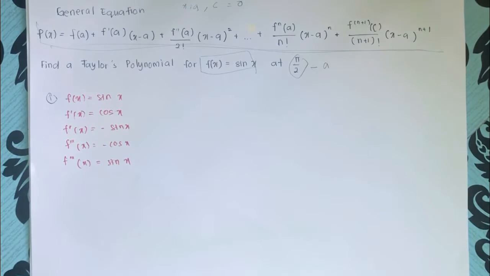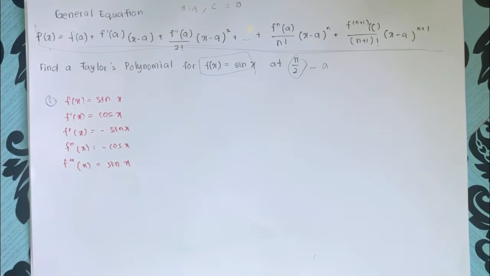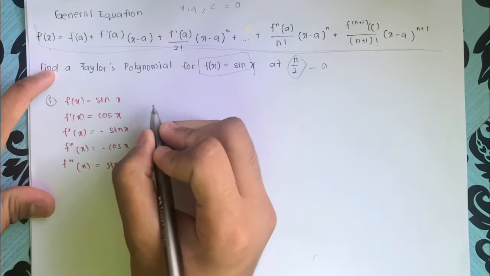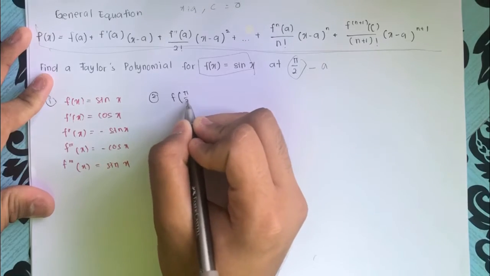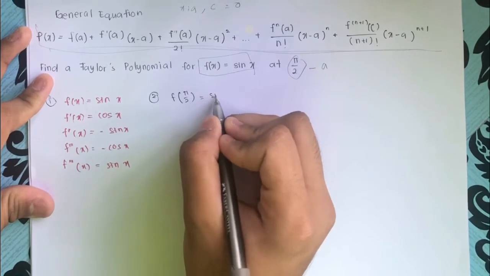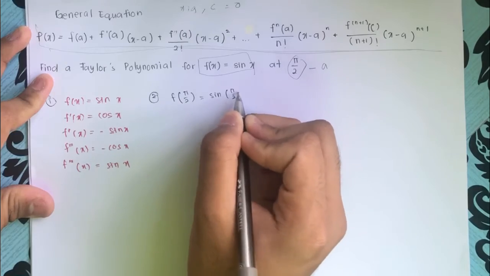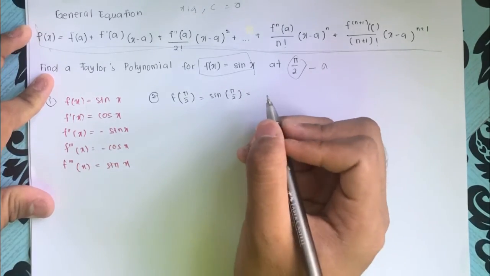Okay, then the question says they want the Taylor polynomial for the function at pi over 2. So now we need to evaluate at pi over 2 first. Okay, so this is the second step. For f of pi over 2, we will get sine pi over 2. Sine pi over 2 is equal to 1.